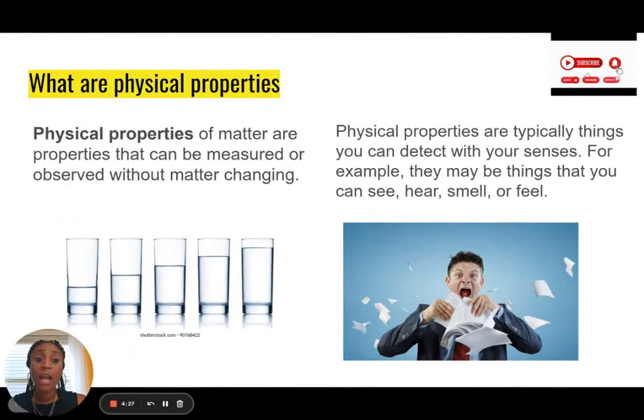So basically, I want you to remember, guys, that physical properties are typically things that can be detected with your senses. You're able to observe it and maybe measure it, and it does not change.